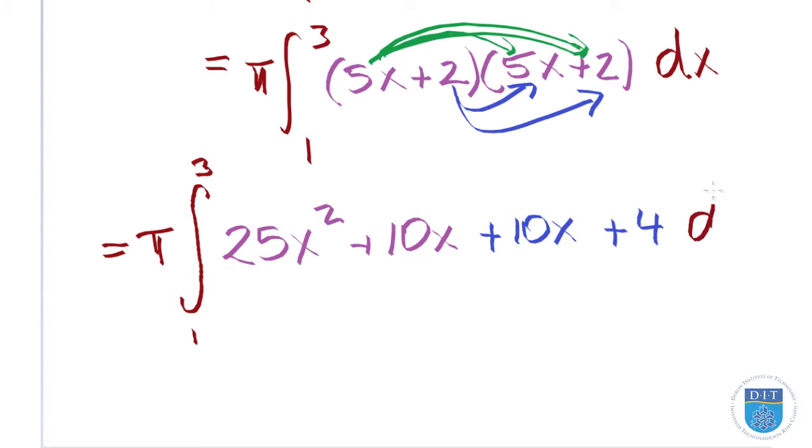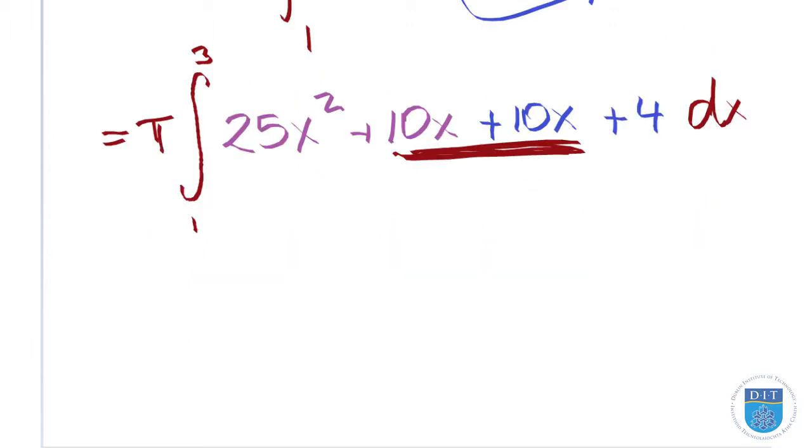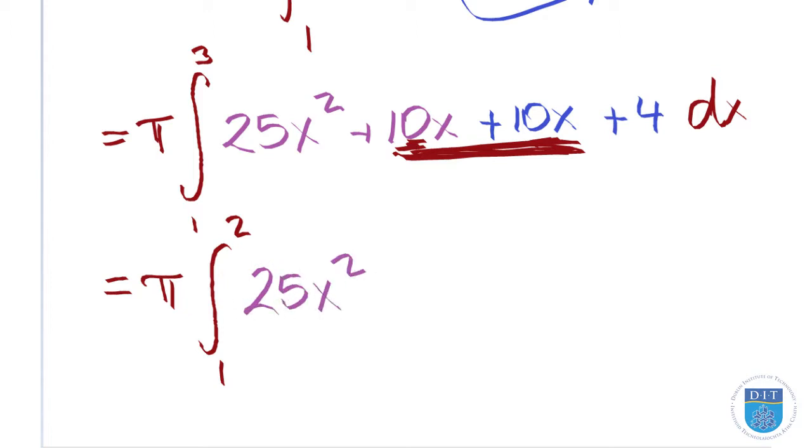Right. When you square brackets with two terms inside them, it's no coincidence that the middle terms match up, that they're identical. So before you integrate, to make life easier for yourself later on, without having to integrate four terms and subbing numbers into four terms, add them up and say 10 apples and 10 apples, or 20 apples. So 25x squared plus 20x plus 4 dx.